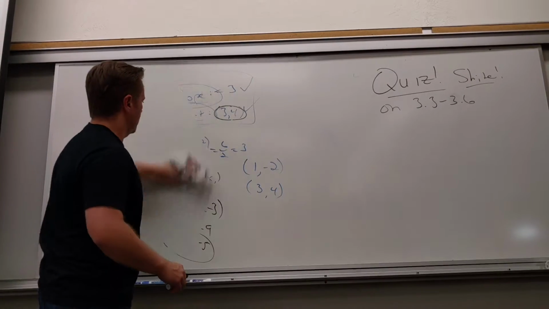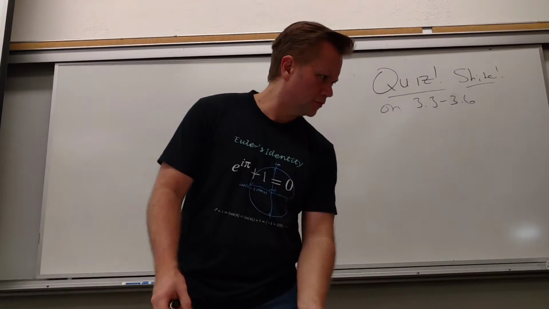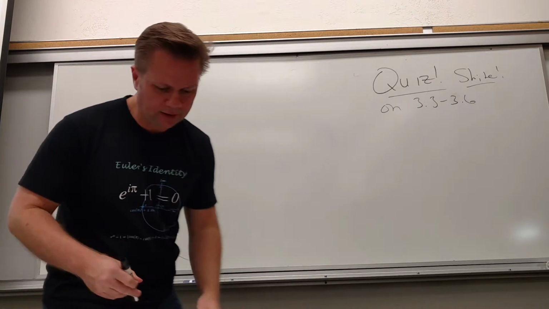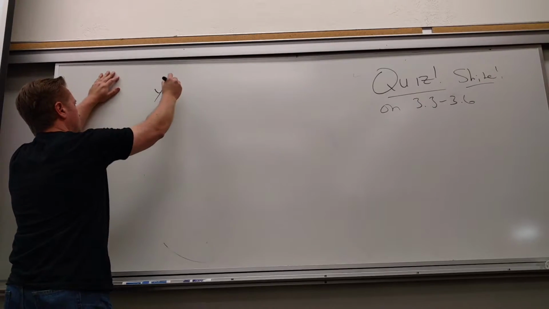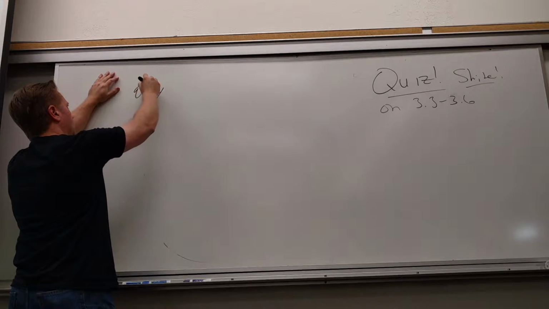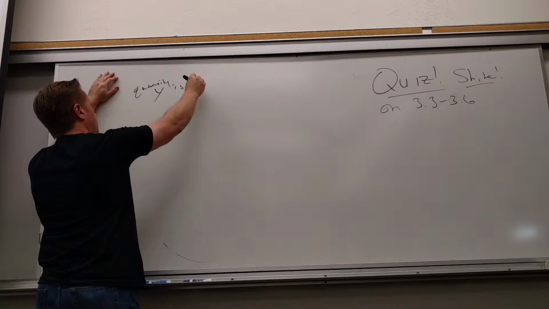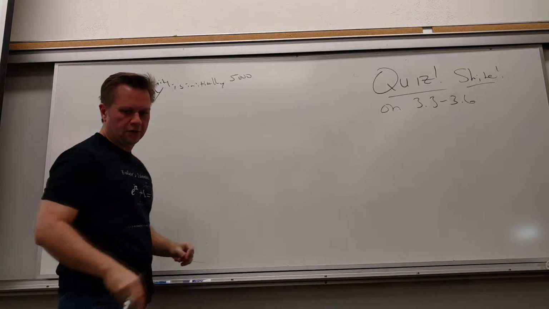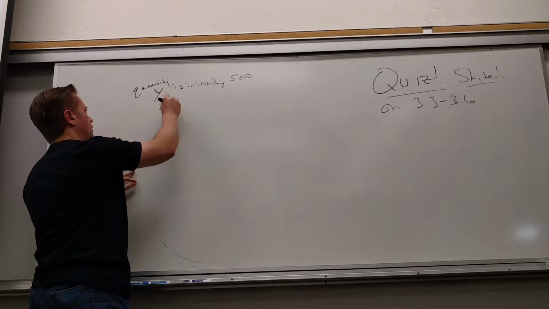So some of these problems sound like word problems. For example, it says a quantity y is initially 5,000, and it decreases at a rate of 35 per day.